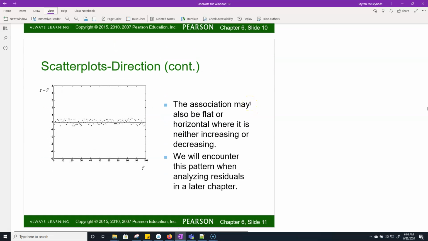So yeah, that is direction, like positive or negative. And the association may be flat or horizontal, where it isn't increasing or decreasing. We'll encounter that pattern when we start doing residuals in chapter 7. So we'll get into that a little later, but this is like a horizontal one. It doesn't have a positive or negative.